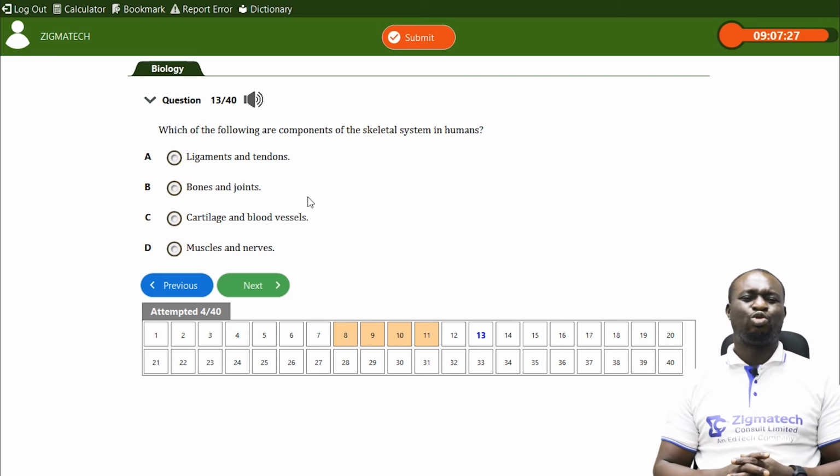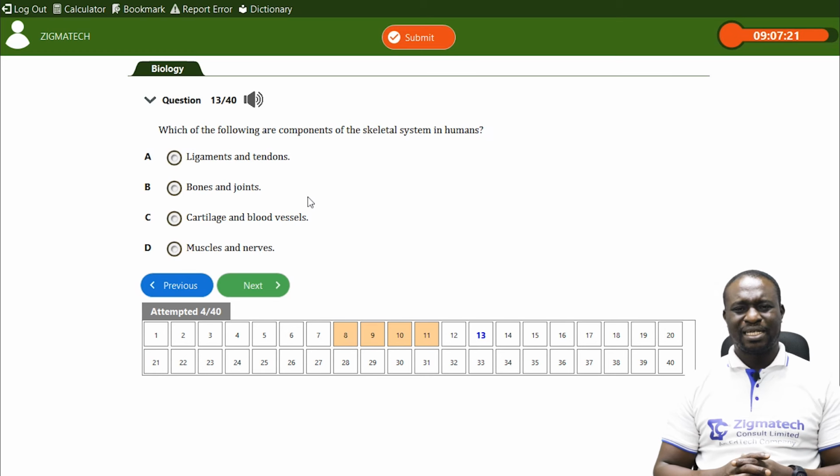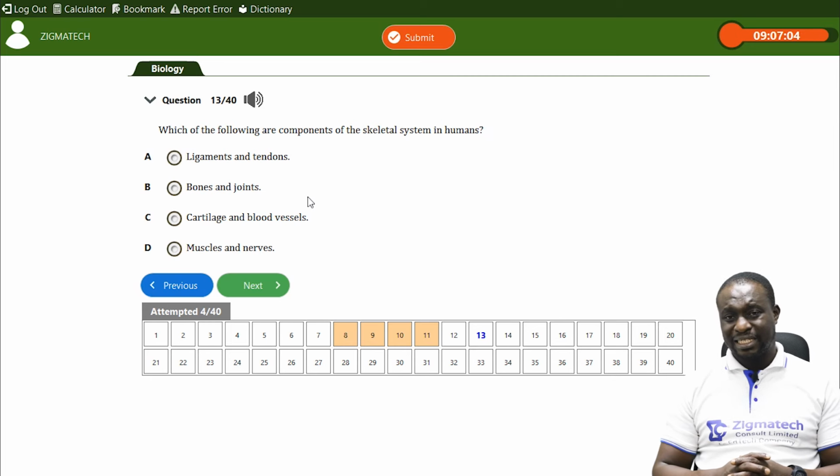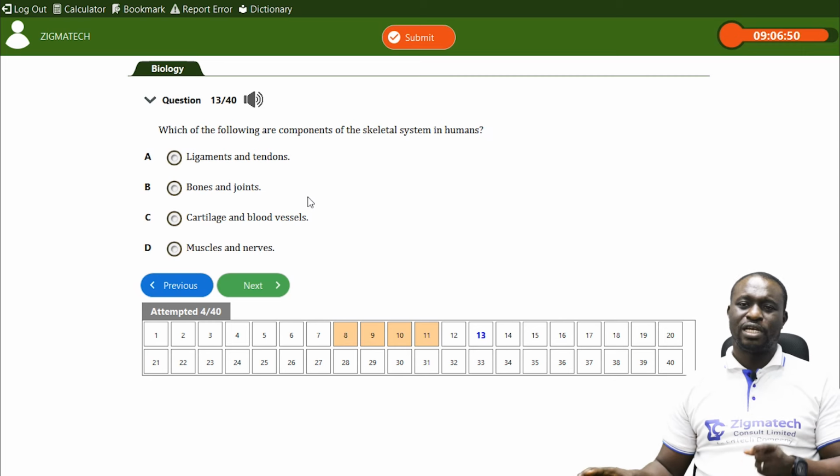Joints. So what actually makes up the skeletal system in man is not only about ligaments and tendons, but it is about bones and what? Joints. I can also say bones, muscles, and joints, but muscles are not skeletal. Remember when we were talking about the skeleton, we said it is made up of bones and cartilages. Now we have option B, which says bones and joints. Okay, so the correct answer to this particular question is option B, bones and joints.